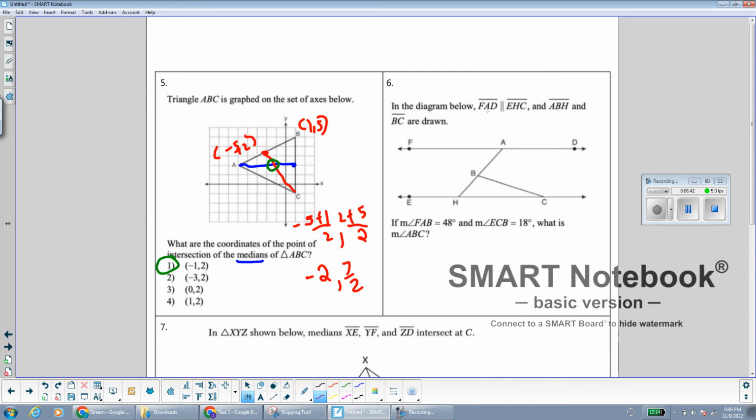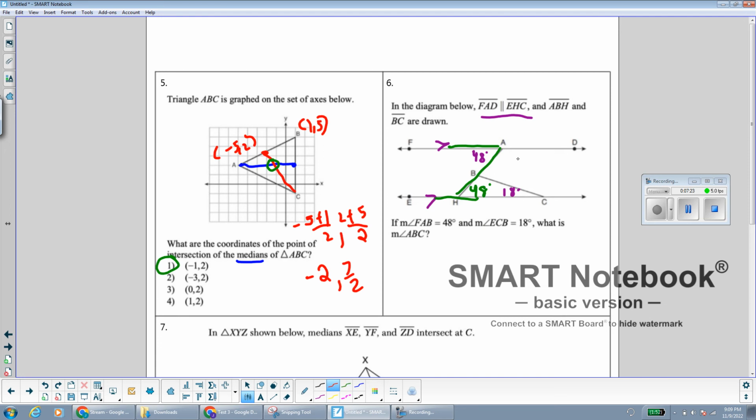Okay. We're told that FAD is parallel to EHC. FAB is 48 degrees, and ECB is 18 degrees. We actually did this question in class. Parallel lines cut by a transversal. You see the Z shape? Alternate interior angles. Inside the lines, different sides of the transversal. So alternate interior angles are congruent.